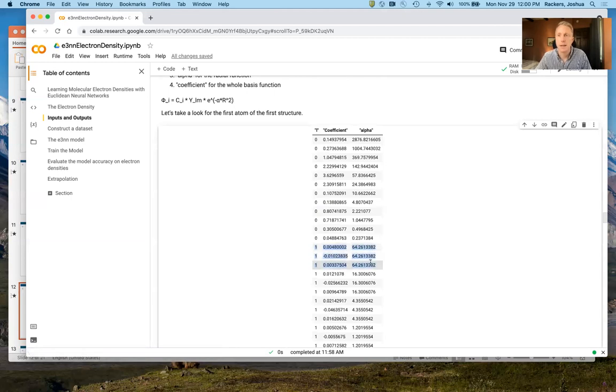So e3nn has a particular way that it orders the m's for each spherical harmonic, and we follow the e3nn convention for the ordering here.